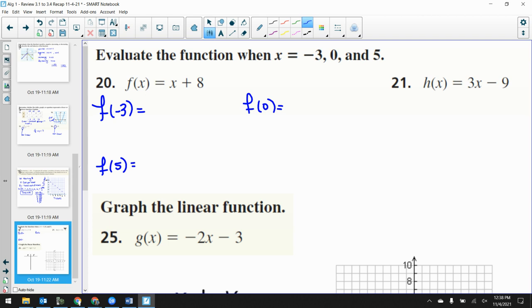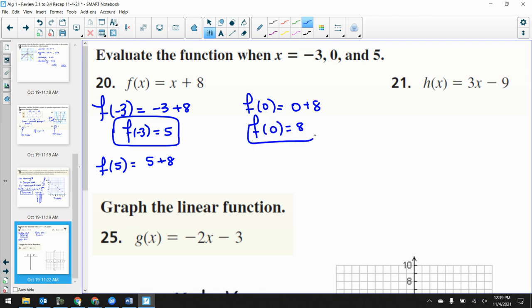I had so many people setting this equation equal to -3. No, that's what's going in for x, folks. Like -3 plus 8 or 0 plus 8 or 5 plus 8. And then you just evaluate. f of -3 would get me 5. f of 0 would get me 8. And f of 5 would get me 13.